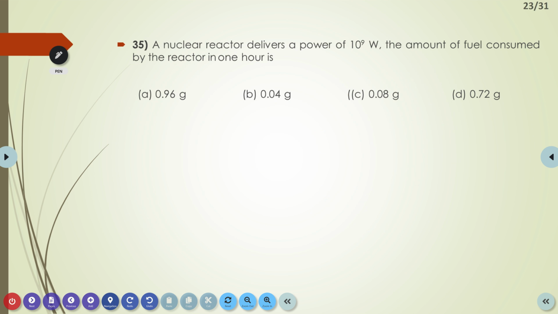Next, a nuclear reactor delivers a power of 10 to the power of 9 watts. The amount of fuel consumed by the reactor in 1 hour is asked. Okay. Power equal to what? Energy divided by time, equal to mc square divided by t. Therefore, m equal to power multiplied by t divided by c square.